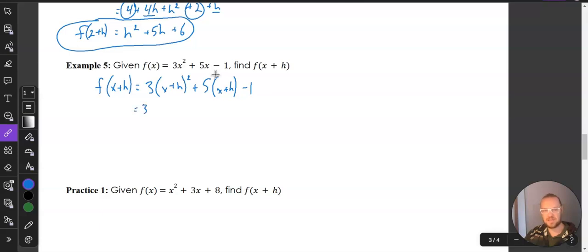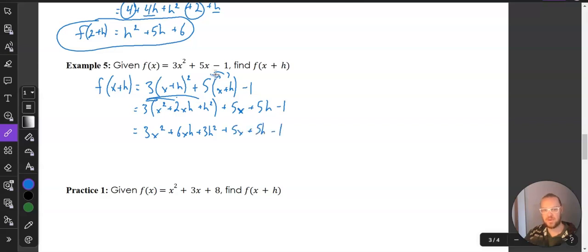So first x plus h squared, so that's x squared plus 2 times our middle term of 2xh, and then plus h squared. Now I'm going to distribute the 5 in right away here, so plus 5x plus 5h minus 1. And then I'm going to go ahead and distribute in this 3 as well. So I get 3x squared plus 6xh plus 3h squared plus 5x plus 5h minus 1.